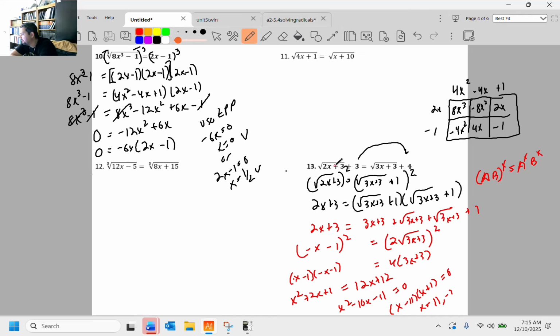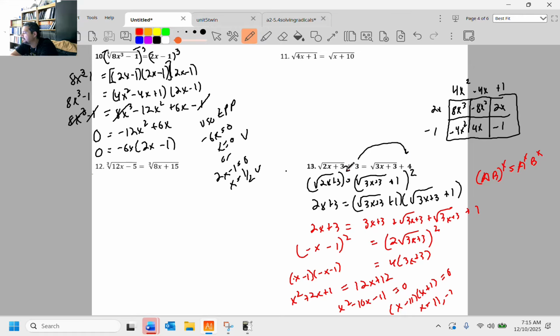Now, does it work? All right, so if I plug in an 11 here, that's 22. 22 plus 3 is 25. The square root of 25 is 5. 5 plus 3 is 8. I got an 8 on the left. 3 times 11 is 33. Plus 3 is 36. Square root of 36 is 6. 6 plus 4 is 10.